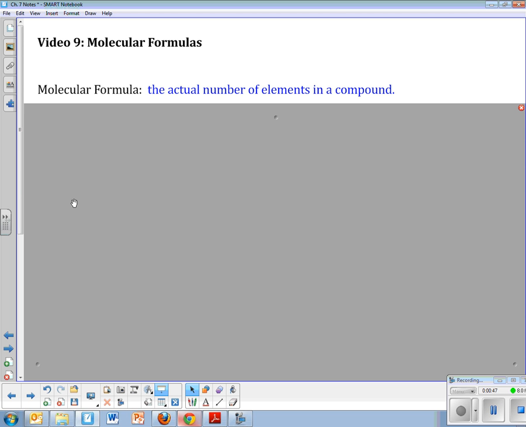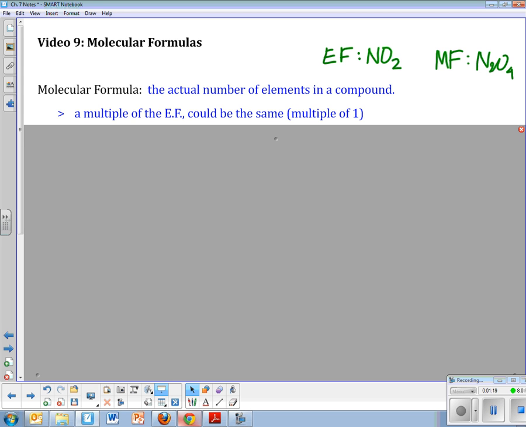So for instance, you could have an empirical formula that is NO2. Okay, that's the simplest ratio. You have one nitrogen for every two oxygens. You can't reduce those numbers anymore. But the molecular formula might be N2O4. So now it's the actual, and it's a multiple of that. So your ratio is 2 to 4, which is not the simplest form. So it's a multiple of the empirical.